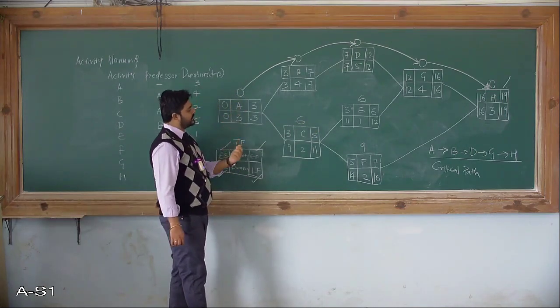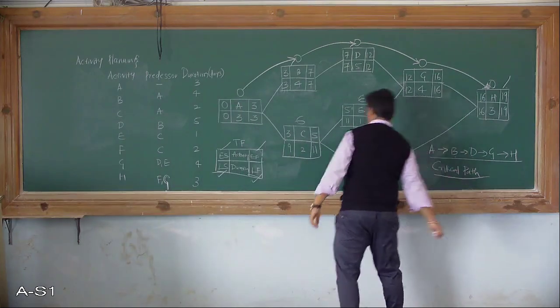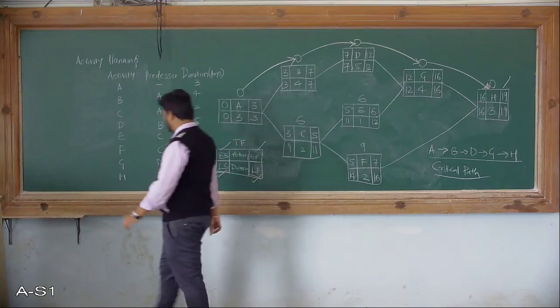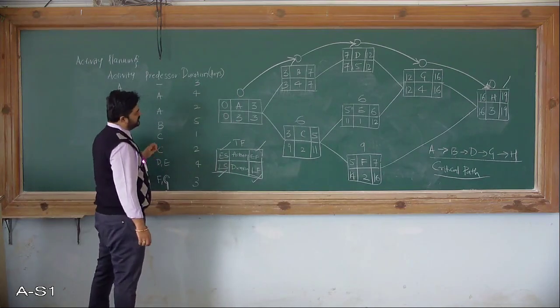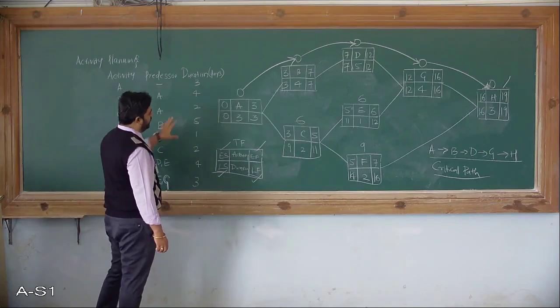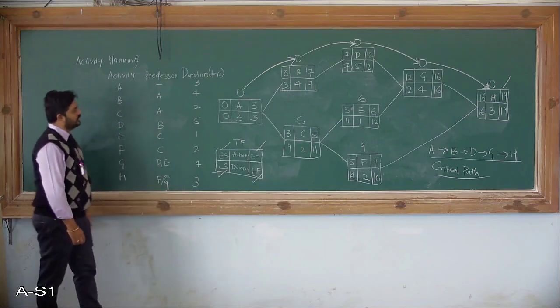Then the critical path we have identified for this particular network. Fine. Okay, in the next session we will identify what the free float is and how it is identified. Okay, thank you.